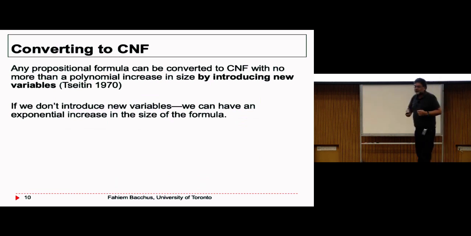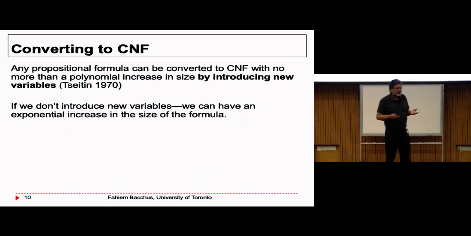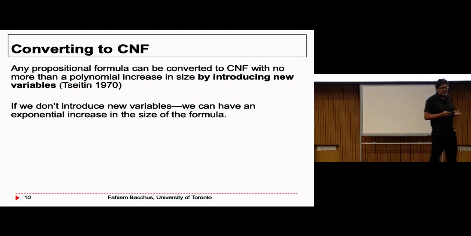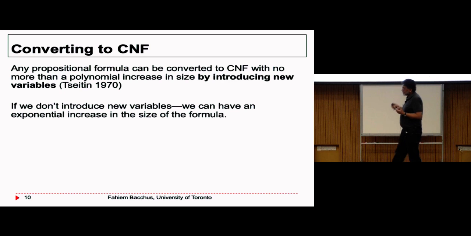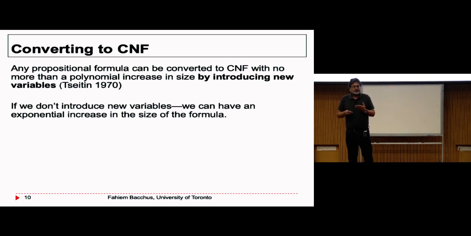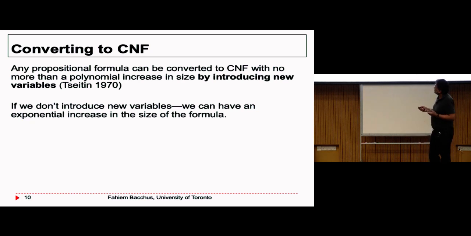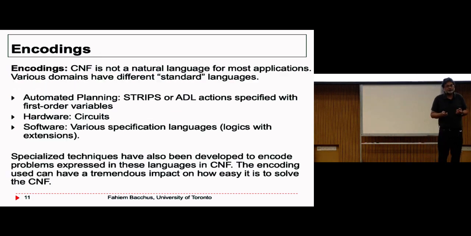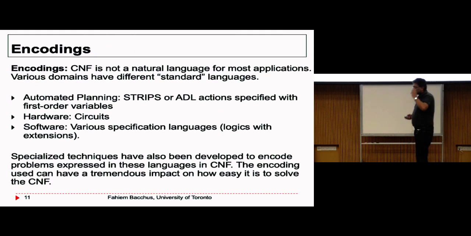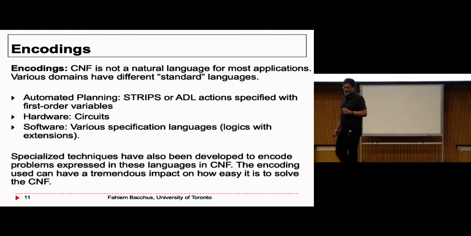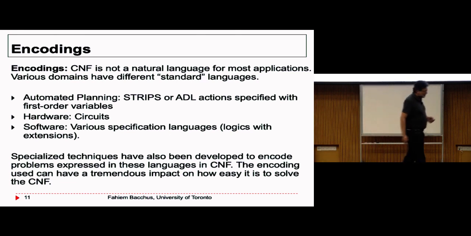Okay, now you can convert any propositional formula into CNF by the introduction of new variables. It's an idea due to Tseitin. Then you can do this with a polynomial increase in the size of the formula. If you don't introduce new variables, you could potentially have an exponential increase in the formula, so people always introduce these new variables. And CNF itself is not really that natural a language. It takes a little bit of working with CNF to get an idea of what a CNF formula is saying.